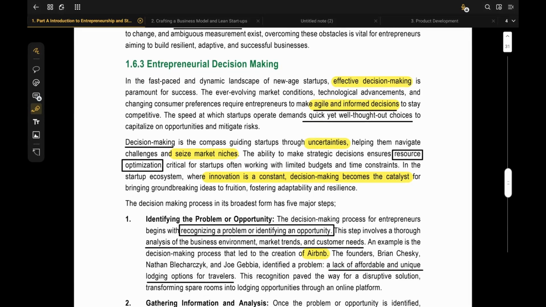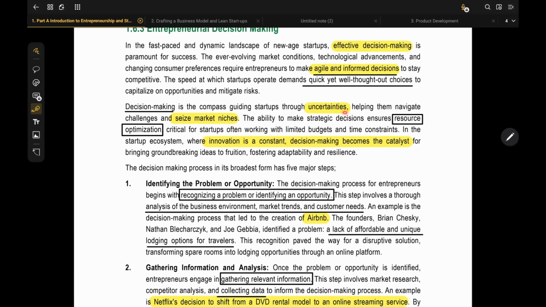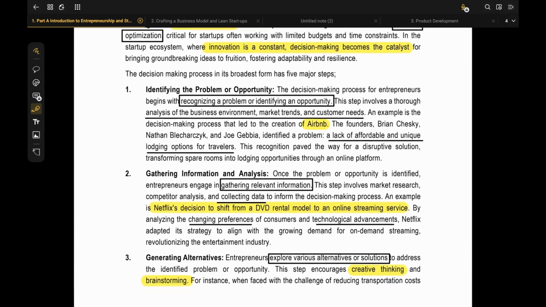And in entrepreneurial decision making, he should make effective decisions, he should be agile, he should be quick, he should be making informed decisions, he should go through uncertainty and make decisions for tackling them. And then innovation is constant, decision making is the catalyst. Innovation you should do every day. In decision making, you have to decide which innovation to select, which innovation to do later, which innovation is not proper, which innovation is unnecessary. That and all you should decide.